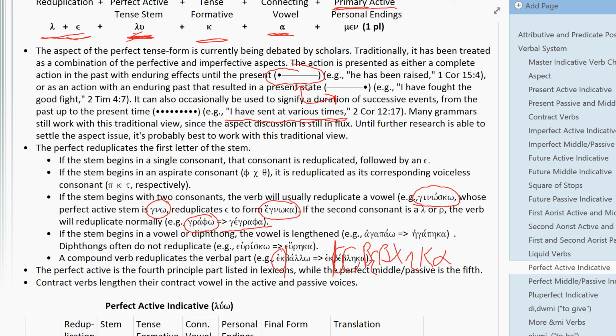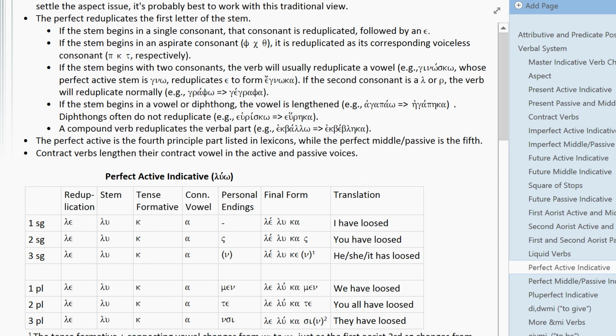Okay, so those are the 5 rules. I don't assume that you're going to just memorize them right now. So you'll probably want to refer back to this several times. Anytime you see a perfect tense verb in use, you might want to refer back to these 5 points and just say, okay, is one of these 5 things happening here with this reduplication? That way, every time you see it, you're reminding yourself of what happens with different kinds of verbs. Okay, so let's go down. Let's look at the actual paradigm now.